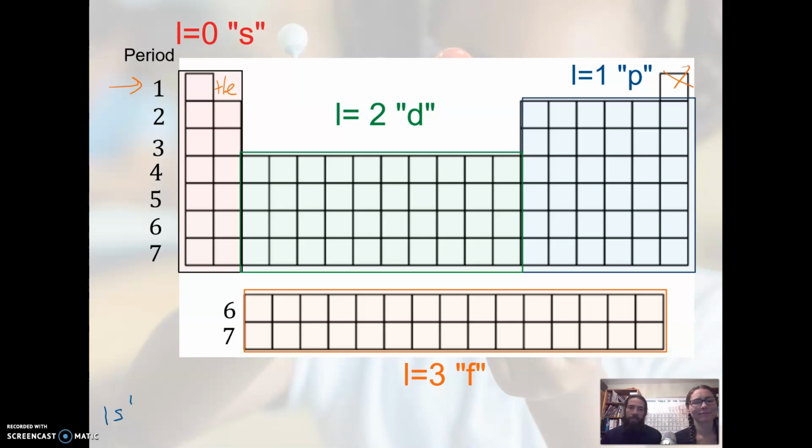So I can use the periodic table to guide me through this. So helium, I can say, okay, the n number is 1, and so I have 2 electrons that can go in that s orbital. So I'm going to call this 1s2. And there's your electron configuration for helium. Simple. So let's go to lithium.